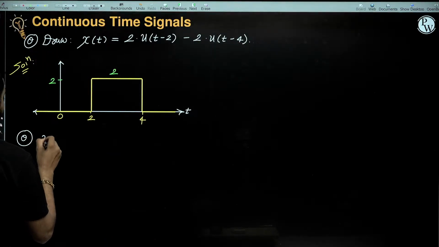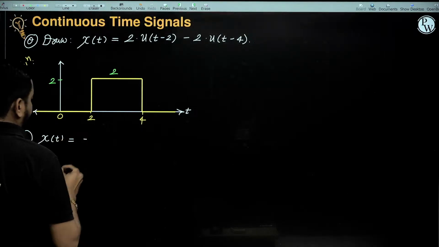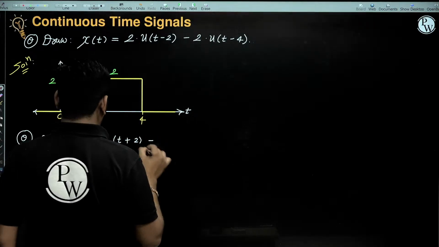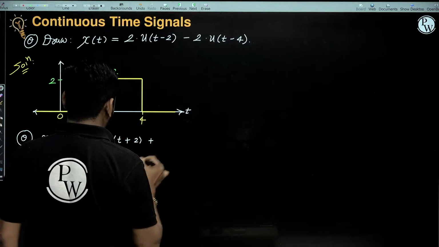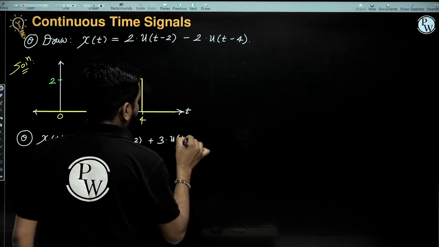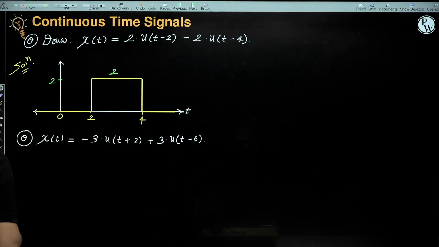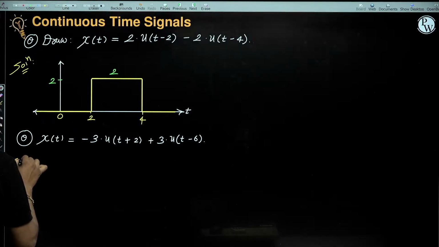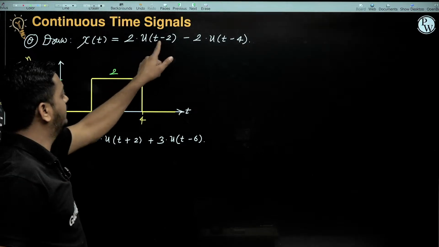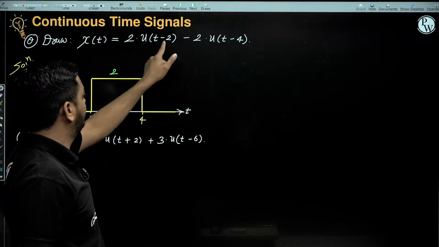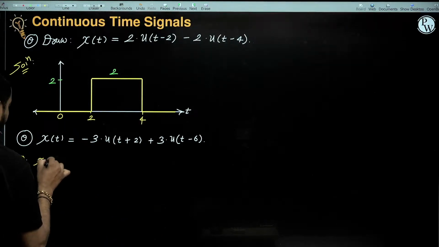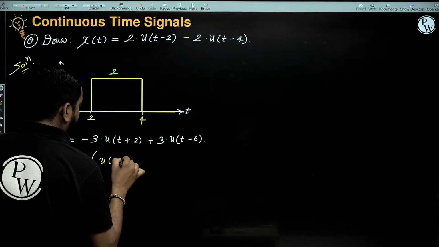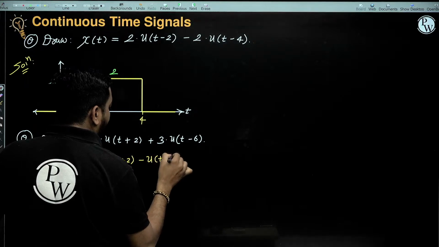Suppose I am asking to draw x of t, suppose minus 3 u of t plus 2 plus 3 u of t minus 6. Okay. Then how to draw this, guys? So here you can see rectangle function between 2 and 4 with amplitude 2, guys. So here what we can write? You can take minus 3 common, guys. Minus 3 common. So u of t plus 2 minus u of t minus 6.